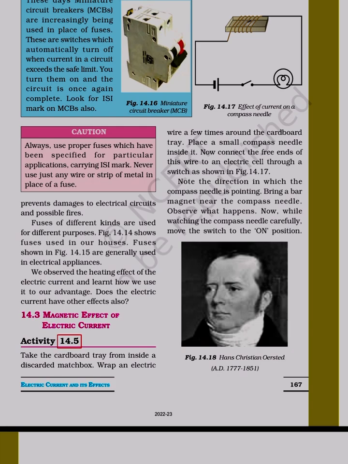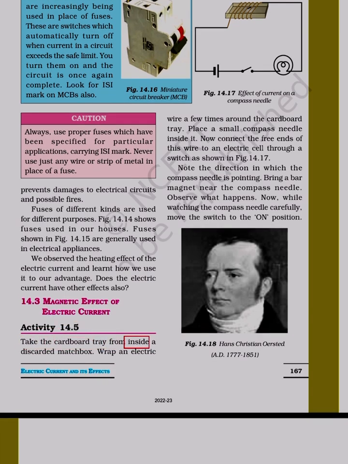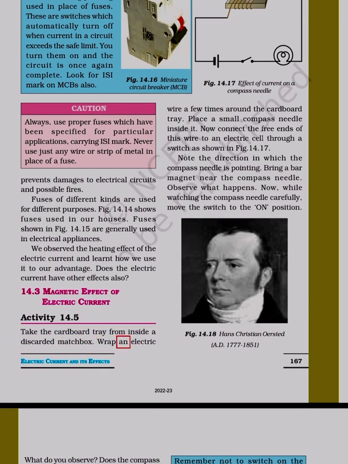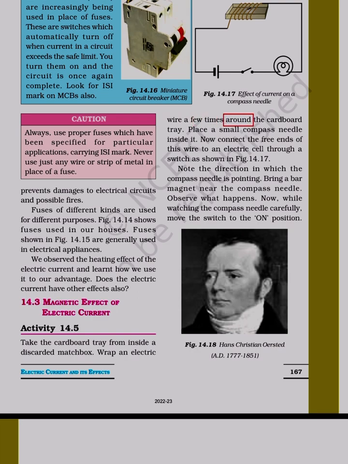Activity 14.5. Take the cardboard tray from inside a discarded matchbox. Wrap an electric wire a few times around the cardboard tray. Figure 14.17: Effect of current on a compass needle. Place a small compass needle inside it. Now connect the free ends of this wire to an electric cell through a switch as shown in Figure 14.17.